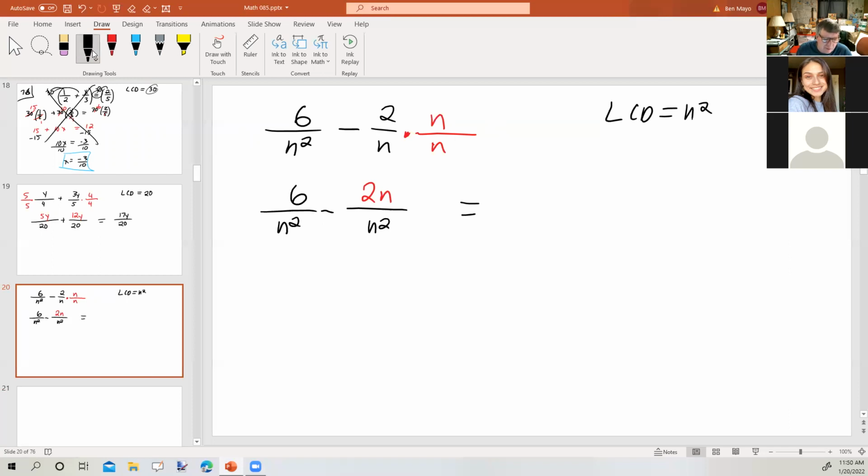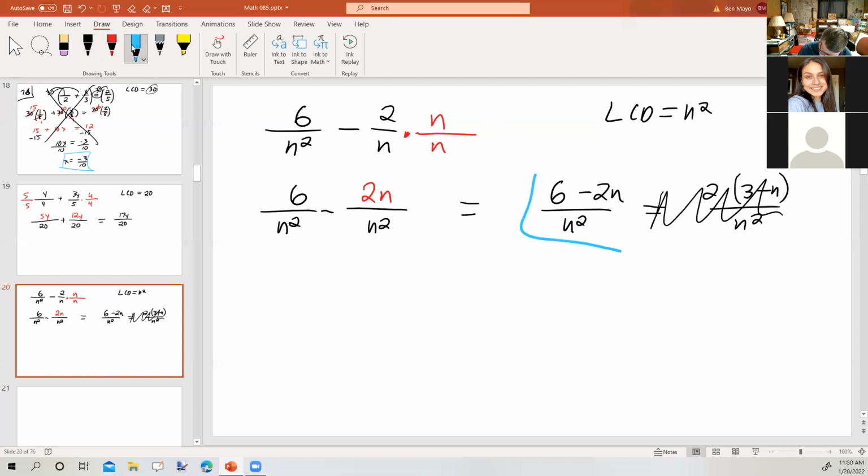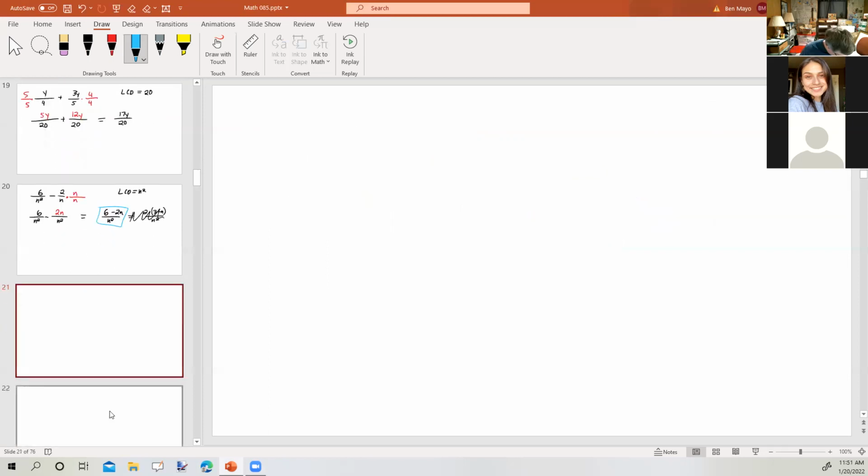So now I'm subtracting two fractions with the same denominator. I get 6 minus 2n over n squared. Now, I can factor a 2 out of the numerator, but it doesn't simplify further. So again, we're not dealing with equations yet. That comes in a couple of days. We all right with this one? I'll take that as a yes.